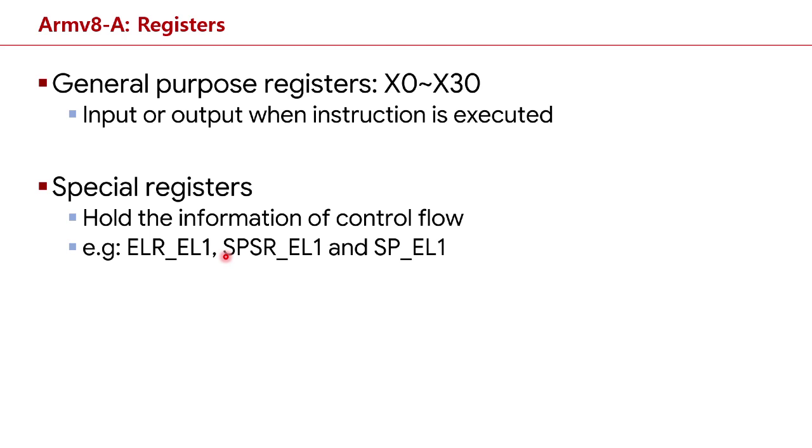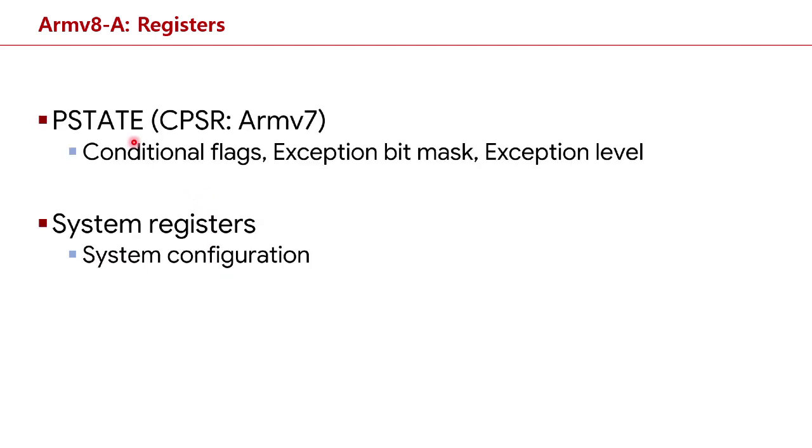In summary, ARM version 8 architecture specifies four types of registers. The first one is general purpose register, and the second one is special register. The third one is p-state. The p-state is not a register, but it is considered an important register. And the last one is system register. Now, in the next lecture, we are going to look at the general purpose registers in ARM version 8 architecture in more detail.